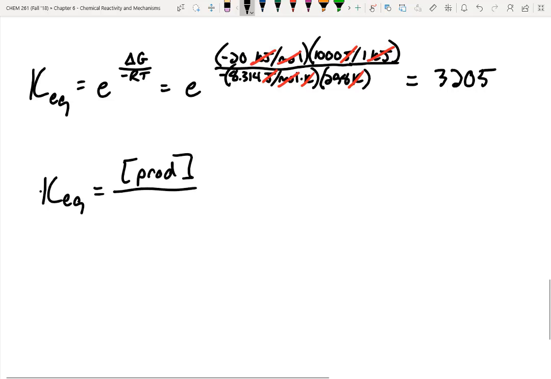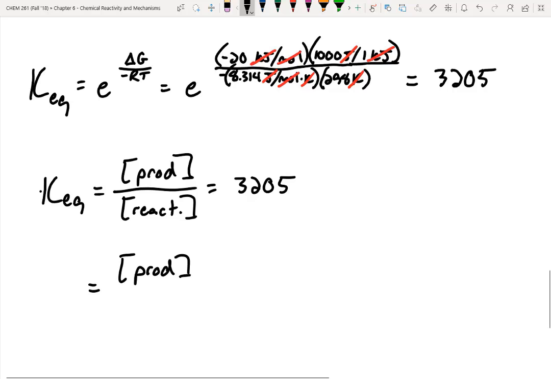So just like we said, it's the concentration of the products over the reactants. And this value we experimentally determined to be 3,205. Another way of writing this that might be a little bit easier for some people is to take the products over the reactants. And this is the same as 3,205 over 1, right? You can write it that way if it's helpful to see the ratio expressed on both sides.